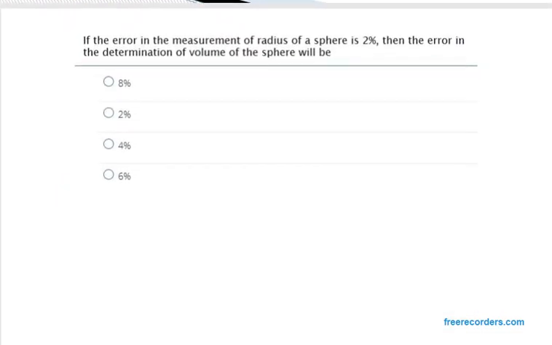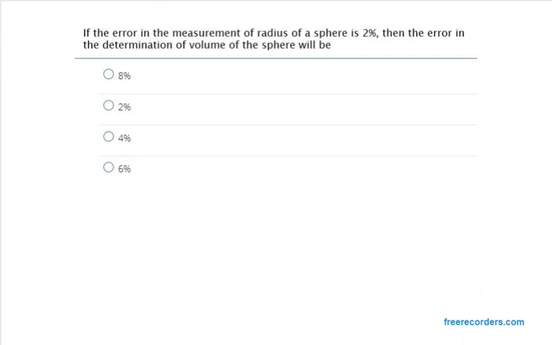So I would be covering 5 questions today related to this topic. So let's start with question number 1. It says, if the error in the measurement of radius of a sphere is 2%, then the error in the determination of volume of the sphere will be. So it is very simple. It says what is the error in volume of the sphere.